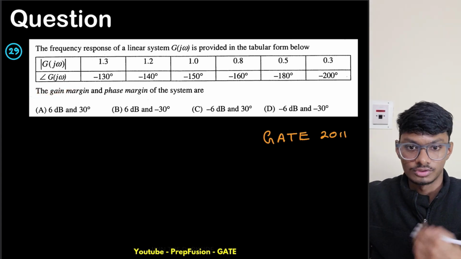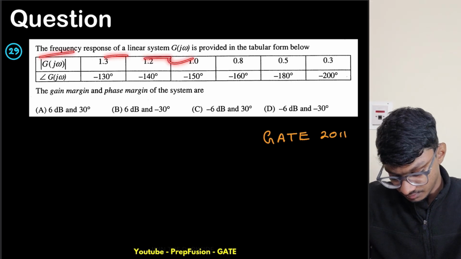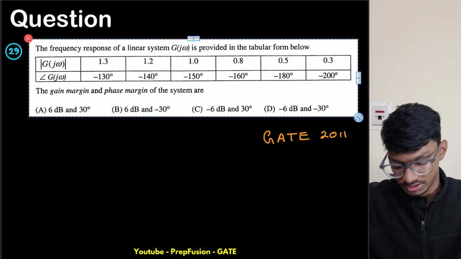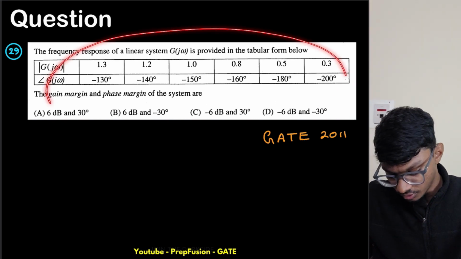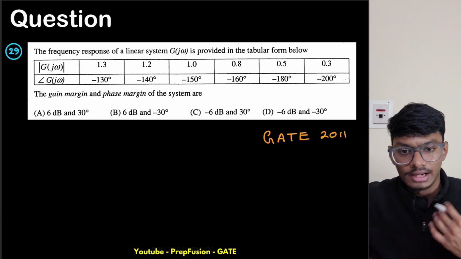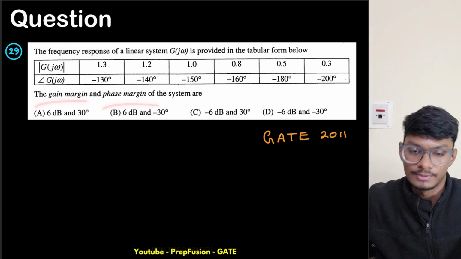Just read this question and try to solve it by yourself. What is this telling us? The frequency response of a linear system G of j omega, basically a unity feedback system, is provided in tabular form. The angle and the magnitude are provided for various frequencies. So, the gain margin and phase margin of the system.